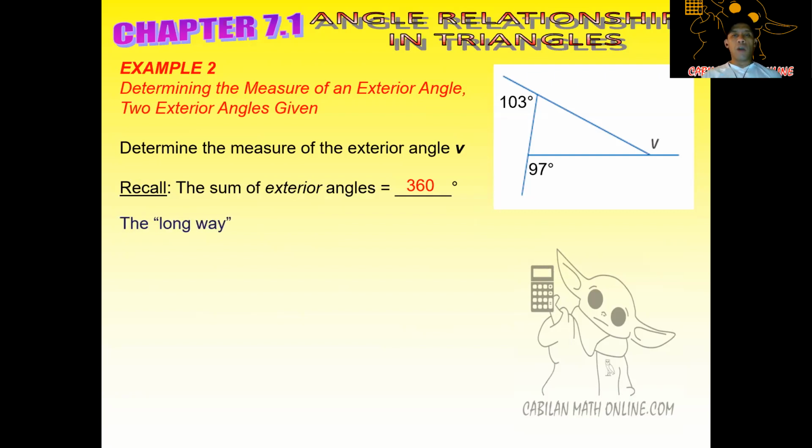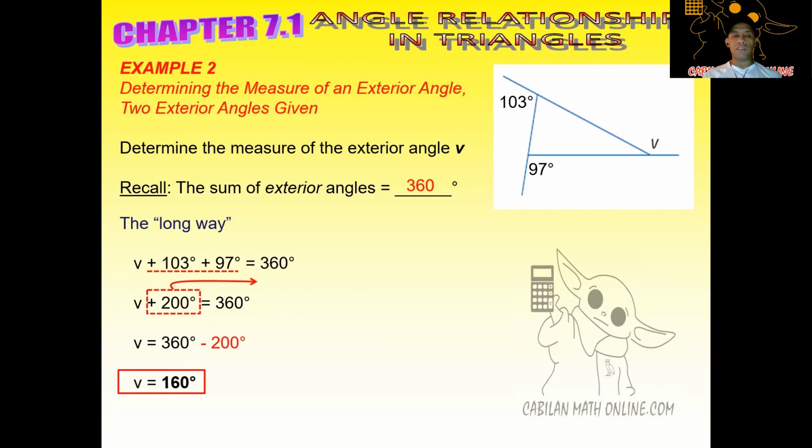Now, I want to do this a long way first, just to show you that you do need to know how to set up the relationship between these three angles and how they add up to 360. So notice I've used the definition to set up the equation. What I have here is V plus 103 degrees plus 97 degrees equals 360. Next, I'm going to add up these two angles, which gives me 200, and then take that 200, move it to the other side, and subtract it from 360. So we have an angle V of 160 degrees.